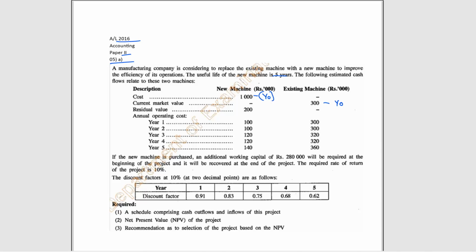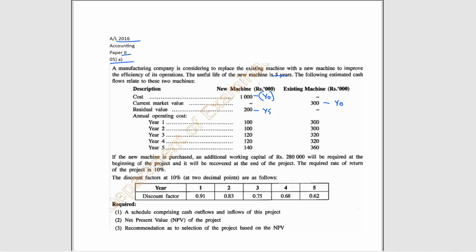So you see, whatever the cash outflows, I am writing the year inside the brackets. Inflows I am just keeping as they are, without any brackets. And next, they have given the residual value of the new machine. So after I use the machine for 5 years, I can sell the new machine for 200,000. So this is going to be a cash inflow for year number 5. And they have given the annual operating cost. This is a good thing.